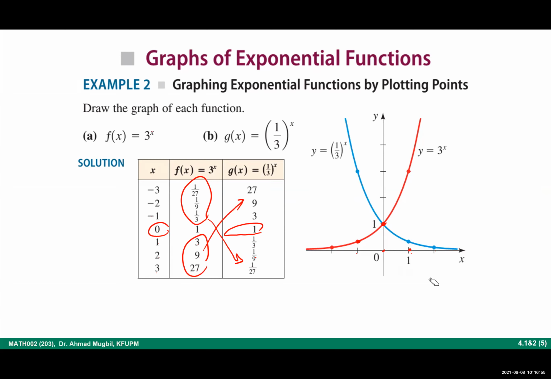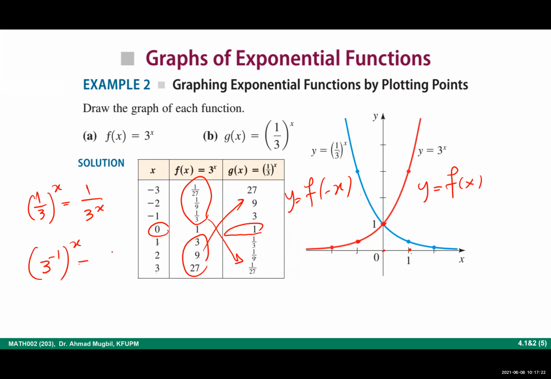And if you look at these two graphs, they are reflections of each other on the y-axis. If this is f of x, this is f of negative x. So this means that there is a relationship between these two. And indeed there is. A third to the power x, what is it? It is 1 over 3 to the power x. Or you can write it as 3 to the power negative 1, all to the power x, which is 3 to the power negative x. This way or this way, it is the same. So indeed 1 over 3 to the x is just 3 to the power negative x.